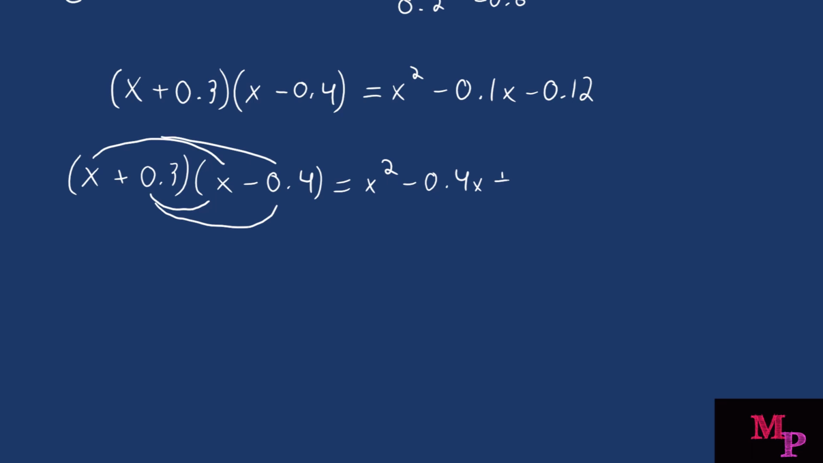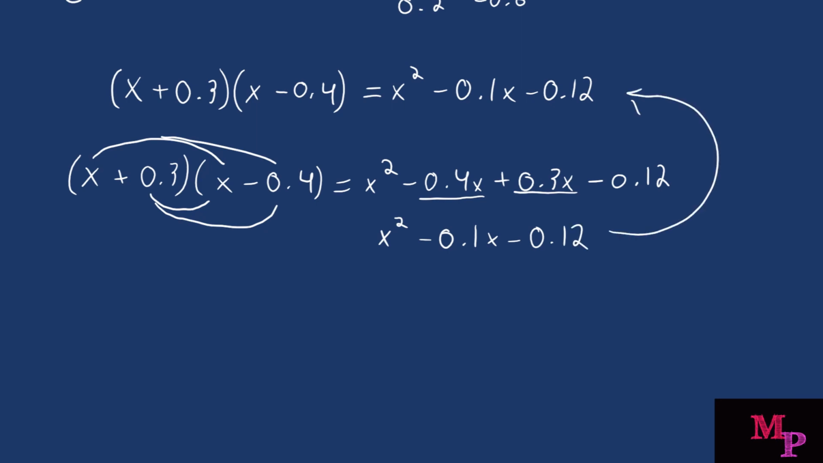And that's going to give you positive 0.3x and negative 0.12. And then you're going to combine like terms. In this situation, we have two terms that have x in them. So negative 0.4 plus positive 0.3 is going to give you negative 0.1. And that is equivalent to what we started off with. So therefore, the factored form that you found is correct, and we did it correctly.